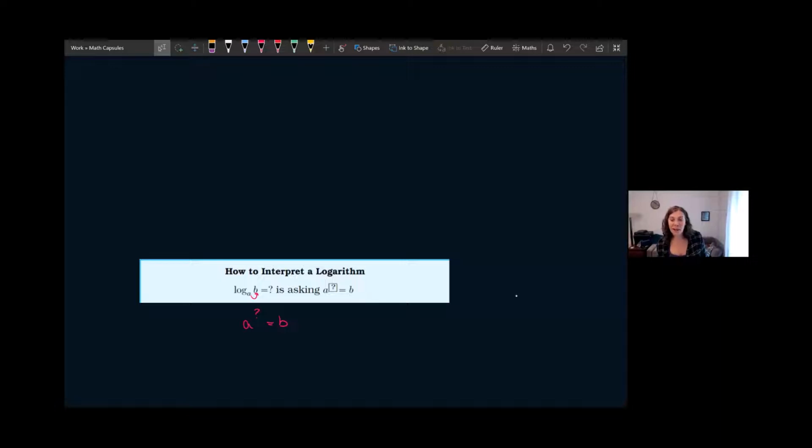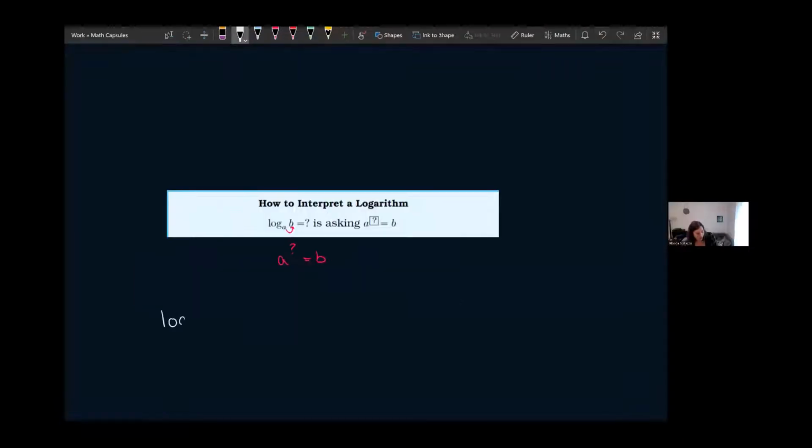Hi everyone, here are the examples to go with what question is a logarithm asking. So first example, what's log base 5 of 1 equal to? Take a second, think about it, and I'll answer the question.